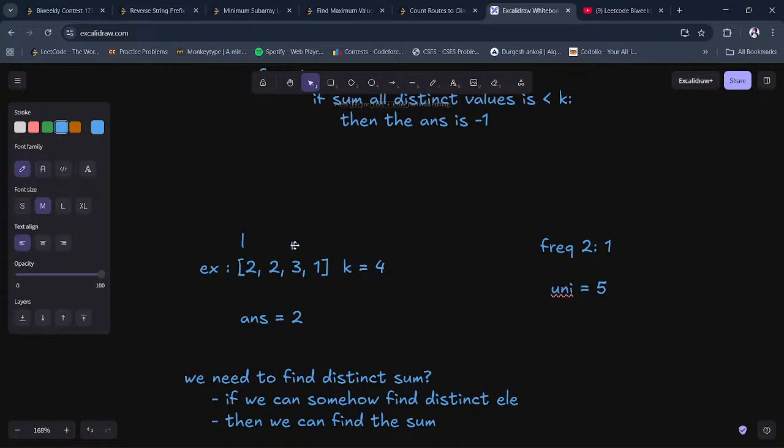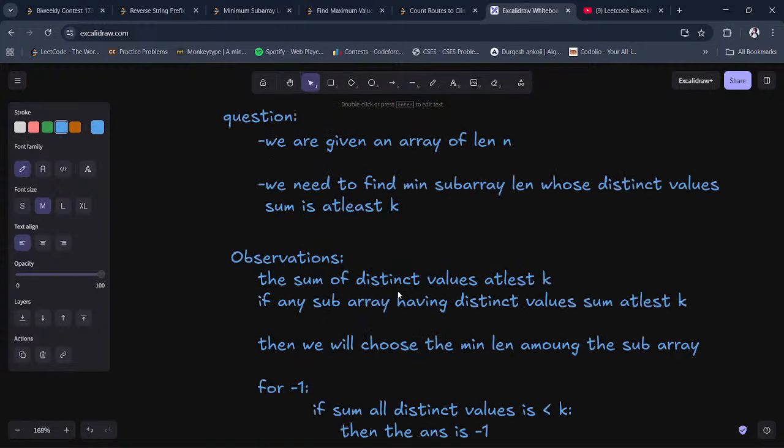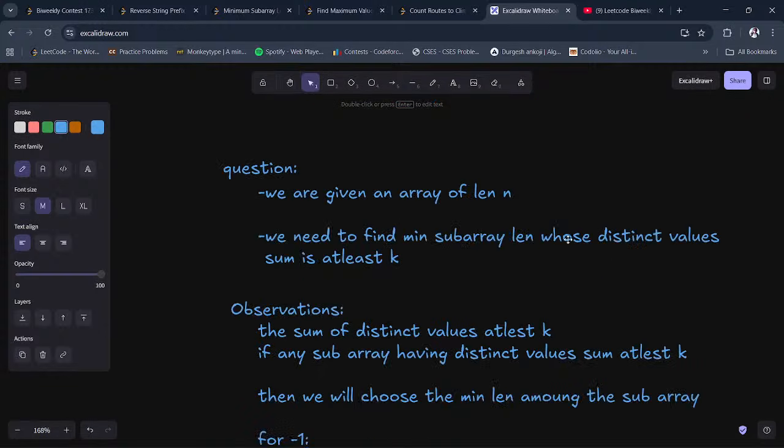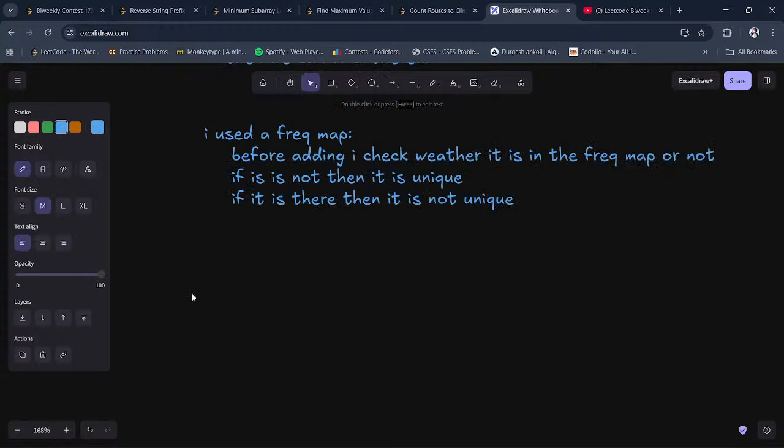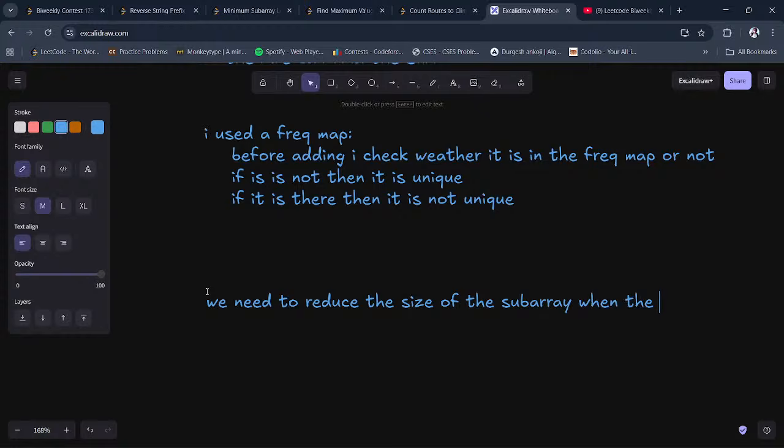But I'm just increasing the R and finding the unique sums, and that's not our question. The question says that we need to find the minimum subarray length whose distinct value sum is at least k. So I need to increment this L. When do I need to increment L? We need to reduce the size of the subarray when the unique sum is greater than or equal to k.